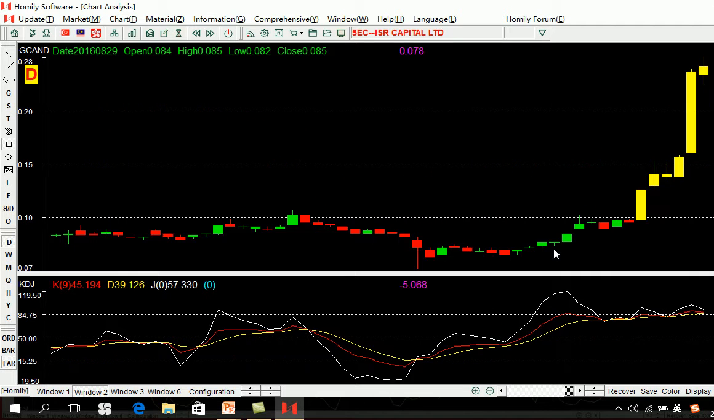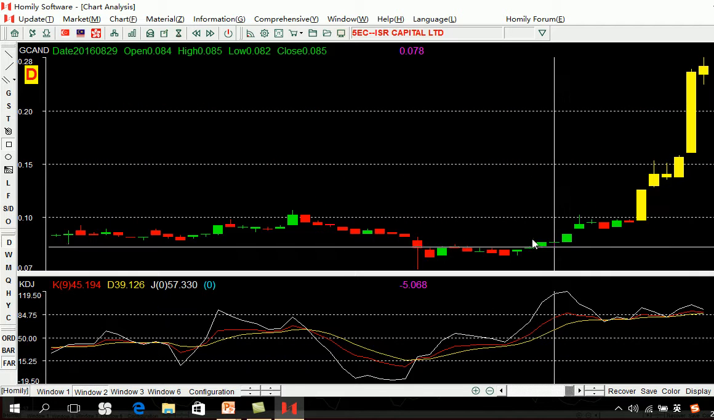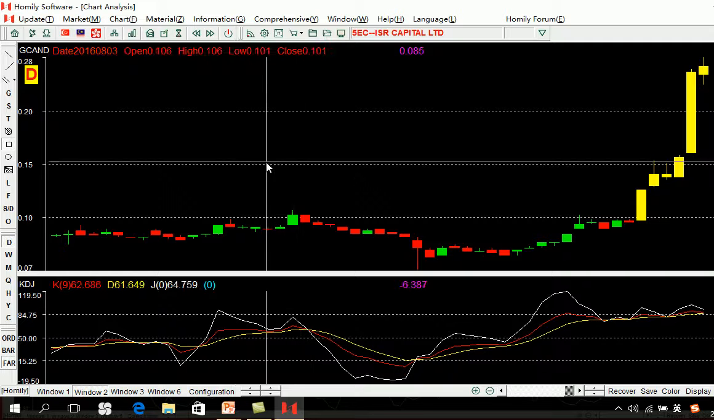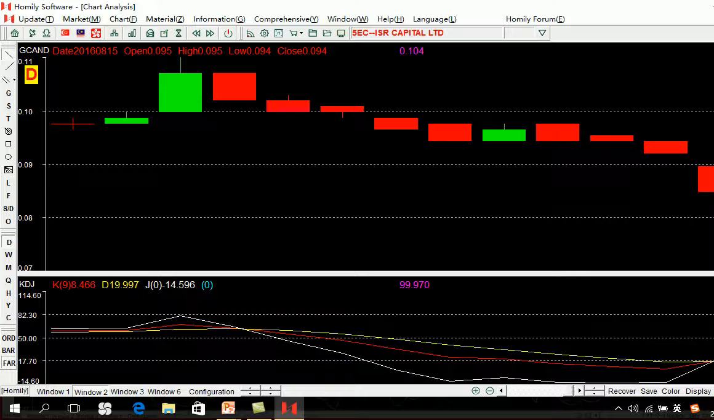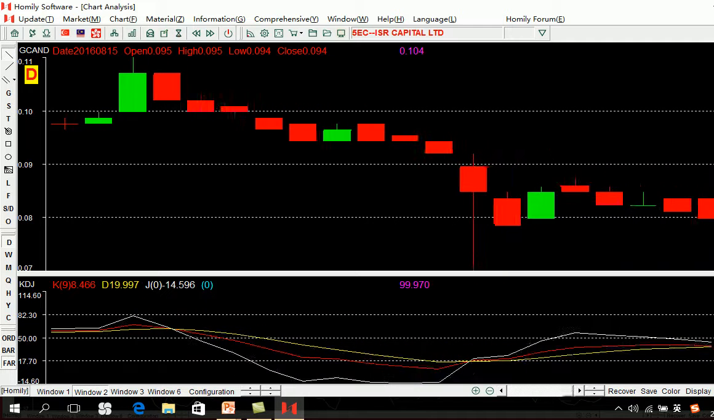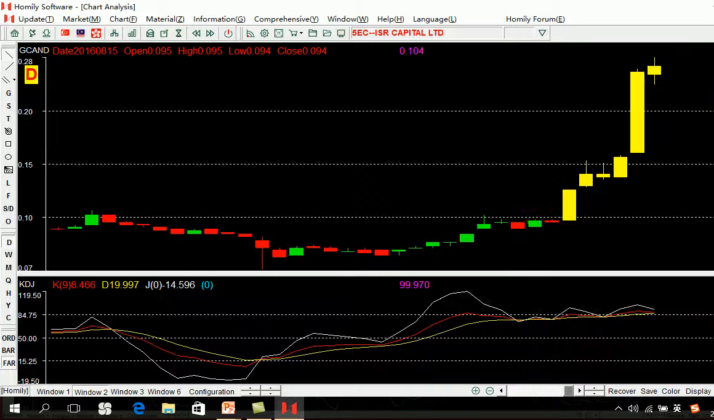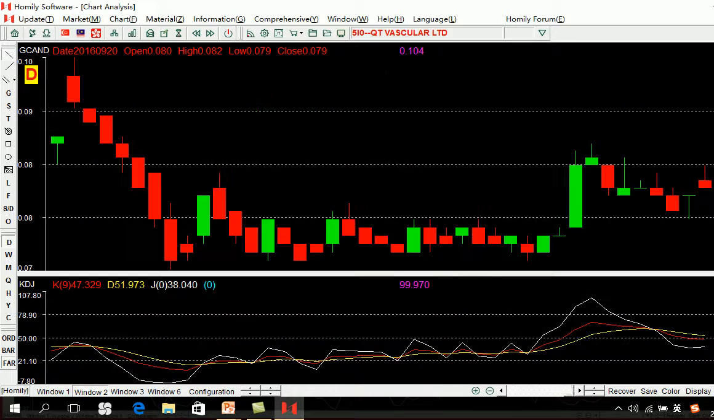So we can see the next one. Where is the good buy point? Then we can see here. All lines are below 20, right? Below 20, because 20 is here. So below 20. Then you see the J line upward cross K and D. This is the buy point, okay? Then you can buy, you can catch some good opportunity. Then we can see the next one.